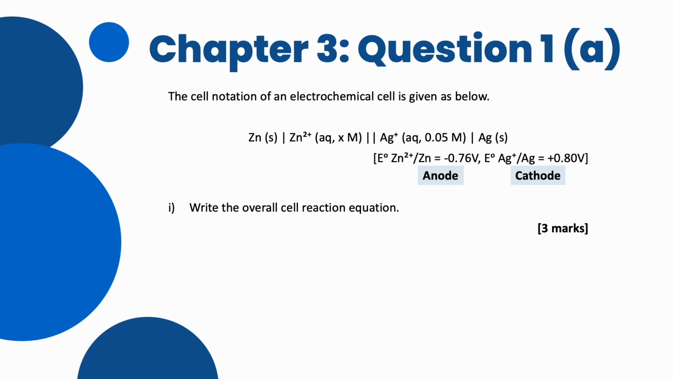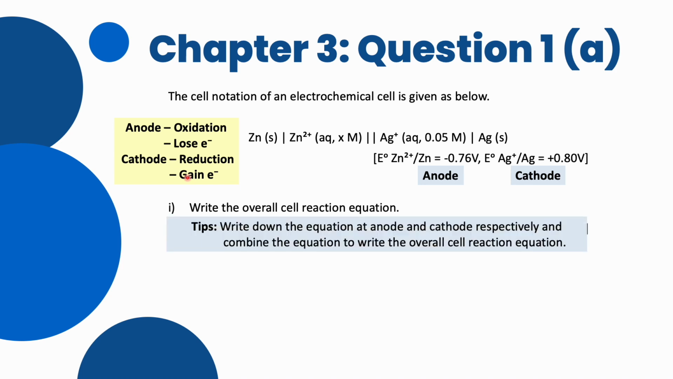So how to write down the equation at the anode and the cathode itself? Remember, the anode is where oxidation occurs. What is oxidation? Oxidation is where the species will lose electrons, while the cathode is the reduction process, where reduction is where the species will gain electrons. Again, before we write down the overall cell equation, the tip given is to write down the equation at the anode and cathode respectively. So we're going to write down the equation at the anode and cathode first.